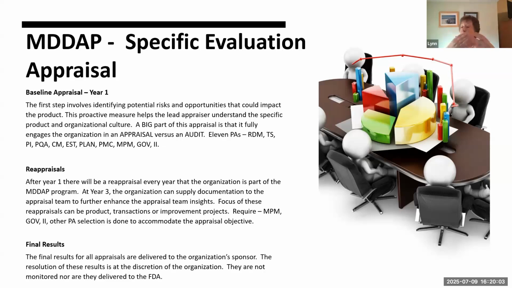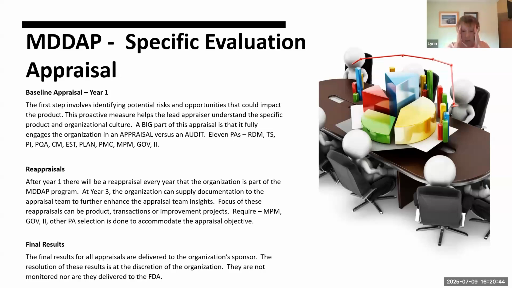We come in, we do a product, we walk a line, we take a tour of the facilities, we talk to individuals, and we get a feel for this product. And you'll see the list of the 11 PAs that we determined make up the baseline. The biggest challenge in our baseline appraisal year is convincing the organizations we're not auditors. These organizations are only familiar with audits. So we come in and we tell them we're going to do an appraisal.